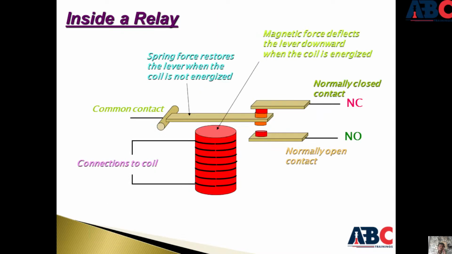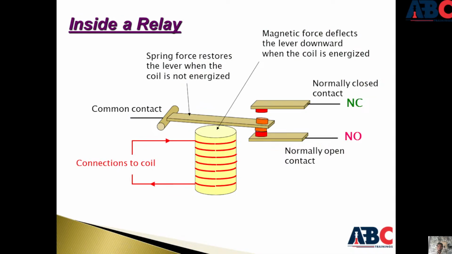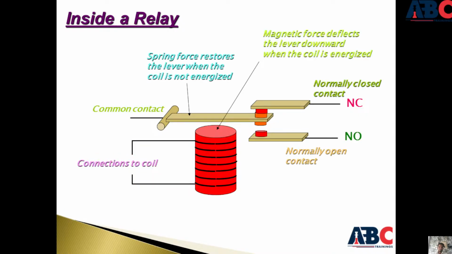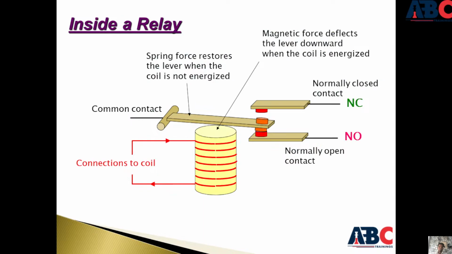So what is inside a relay? Connections to coil, common contact, normally closed contact, and normally open contact. Spring forces restore the lever when the coil is not energized. Magnetic force deflects the lever downward when the coil is energized. These are the disconnected and this is the connected.